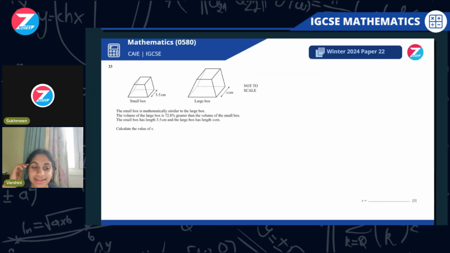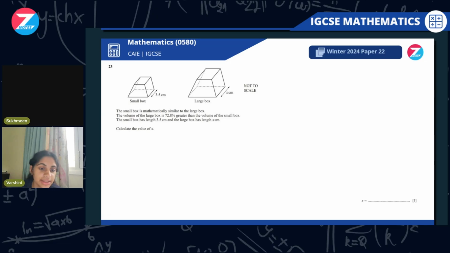Now question 23. There's a small box and there's a large box. The small box is mathematically similar to the large box. The volume of the large box is 72.8% greater than the volume of the small box. The small box has a length 3.5, and the large box has a length x. Calculate the value of x.